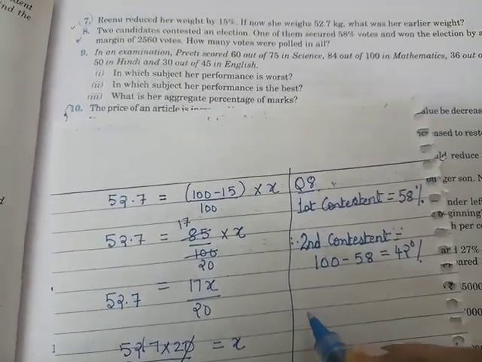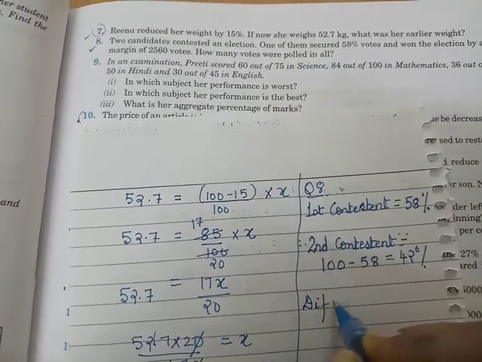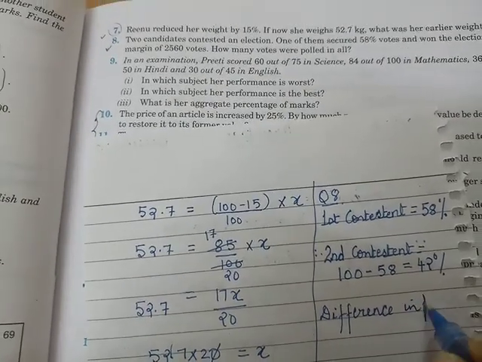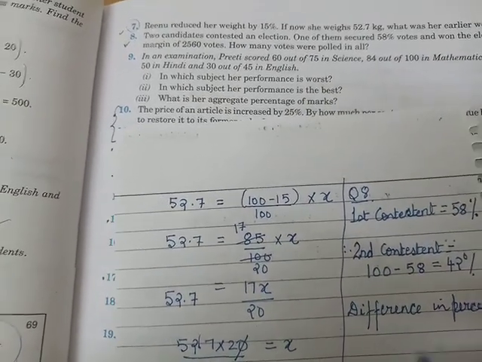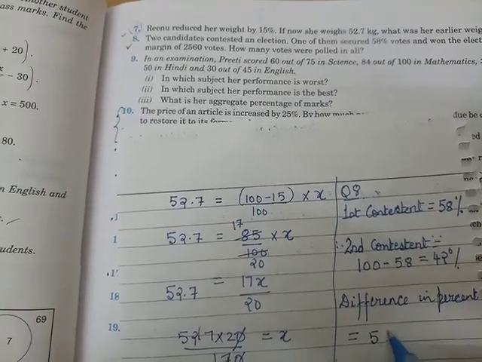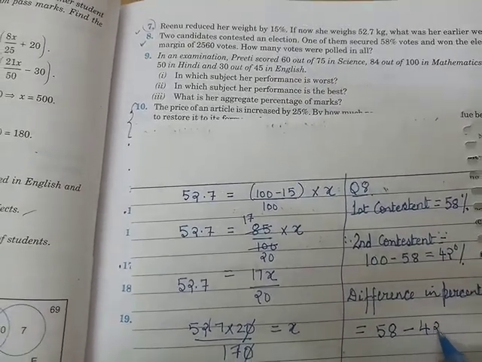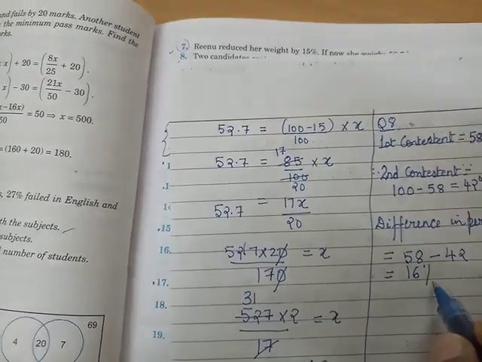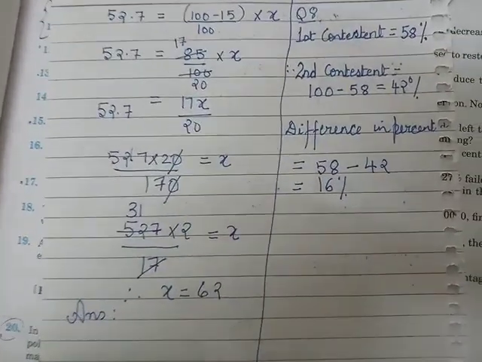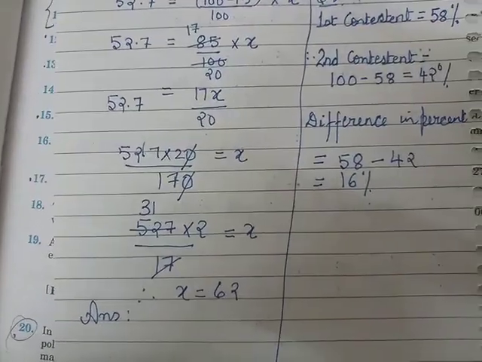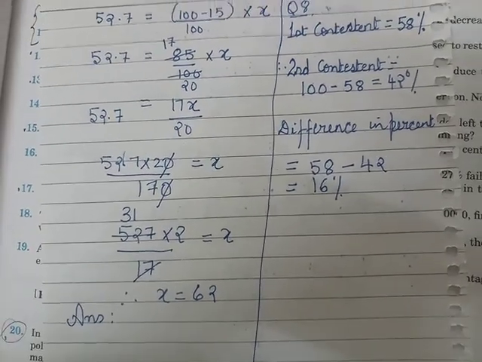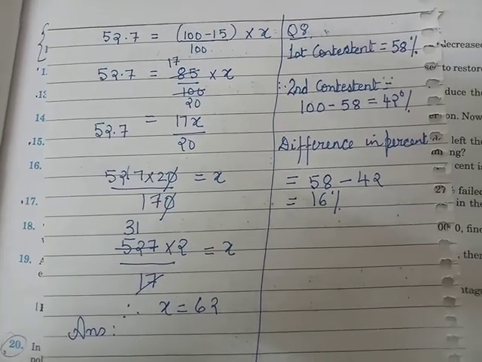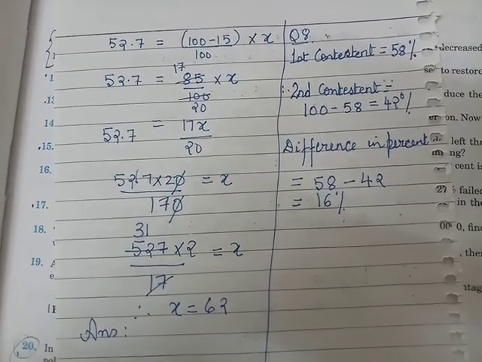Now how much is the difference in percentage? Difference in percent is equal to 58 minus 42, that becomes 16. Difference percent is 16%. If we compare it with the number, the difference of the votes is 2,560.